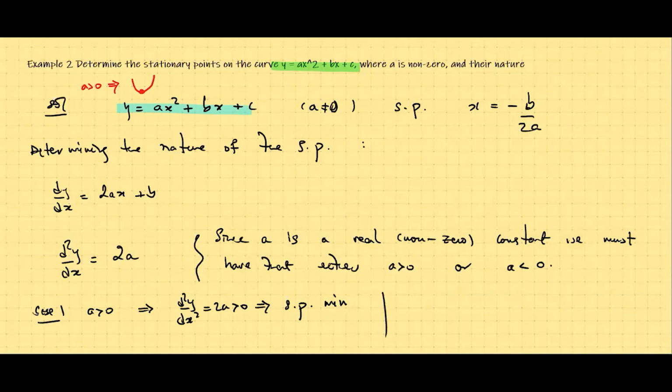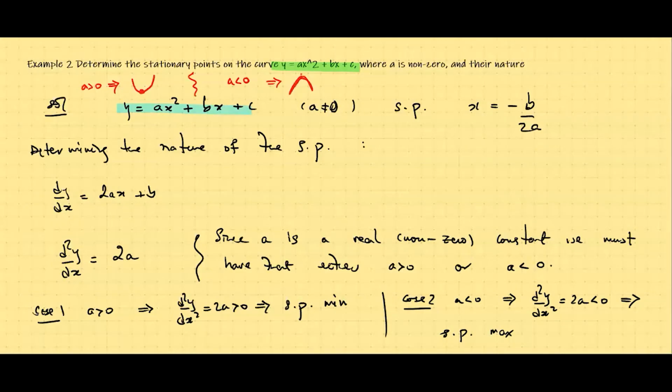So let's now think about case two, the other case where a is negative. If a is negative, then the second derivative 2a is also negative, which by the second derivative test tells me that the stationary point is a maximum. Again, we can come back and say that if a is negative, we were always told that our quadratic is going to be a sad face, upside down, which is consistent with what our second derivative test is telling us, because it's telling us that our stationary point is going to be a maximum.